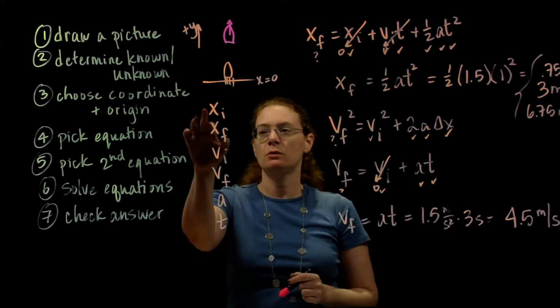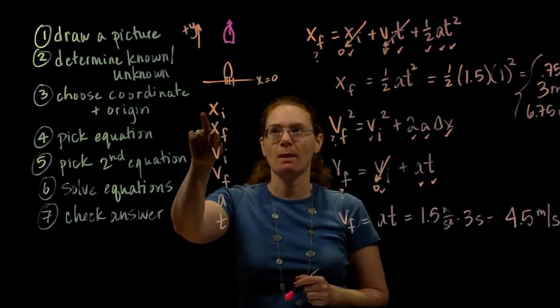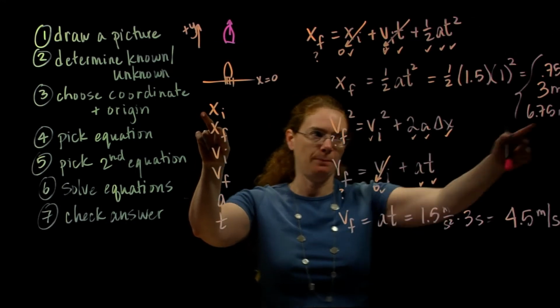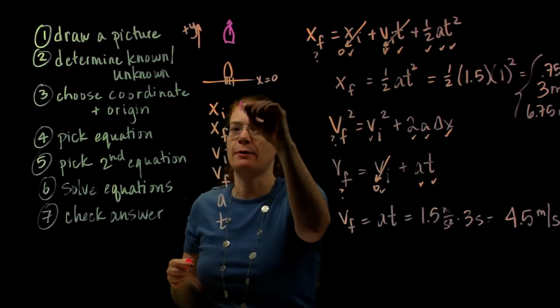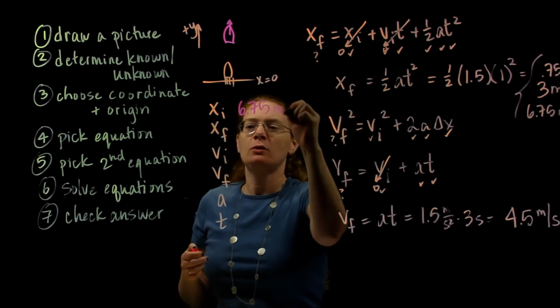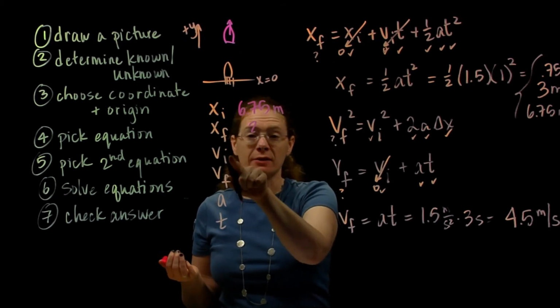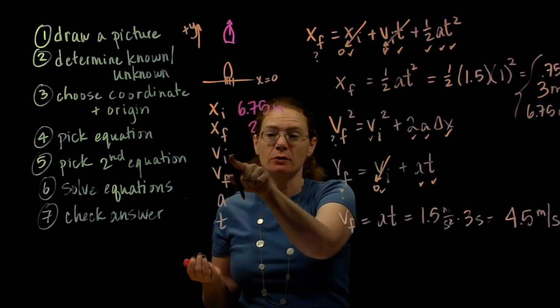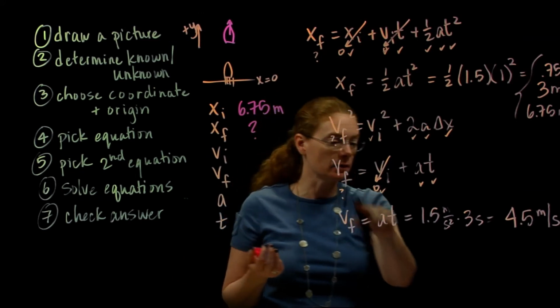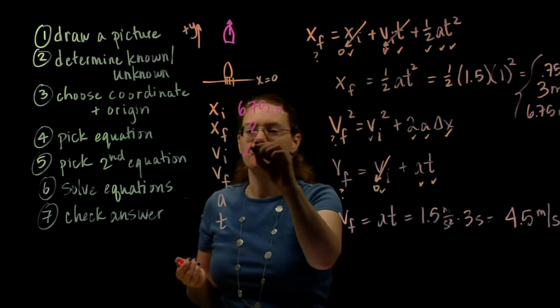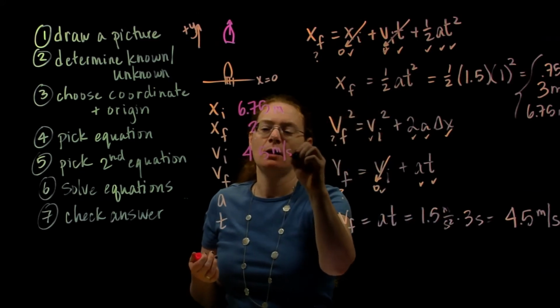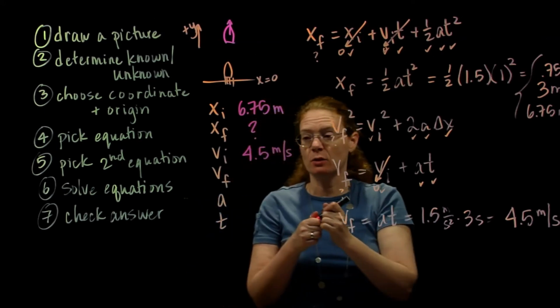All right, do we know where it is at 3 seconds? Yes, we do. It is at 6.75. Do we know where it ends? Well, that's what we're looking for. Do we know how fast it's going when the rocket thrusters fail? Yes, 4.5. All right.